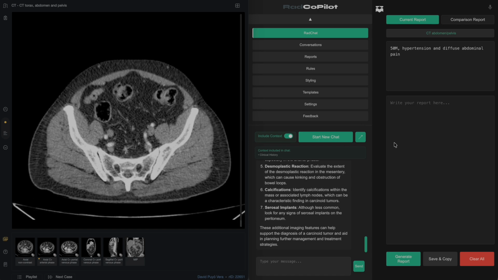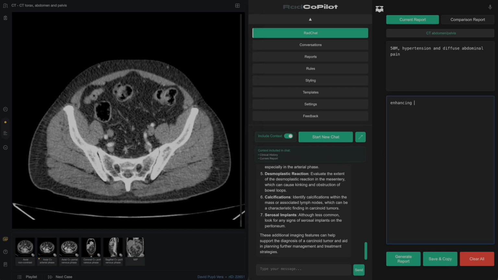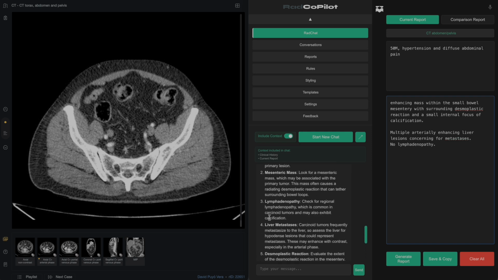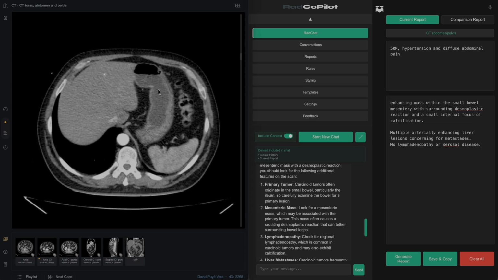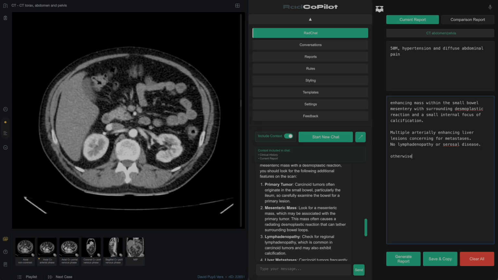So let's think about writing something. Let's say enhancing mesenteric mass with surrounding desmoplastic reaction. Or let's say enhancing mass within the small bowel mesentery and a small internal focus of calcification. We could say no lymphadenopathy, but what we really should say is multiple arterial enhancing liver lesions concerning for metastases, no lymphadenopathy or serosal disease. What else should we think about here? I think that's probably it. So let me say otherwise normal and generate report.